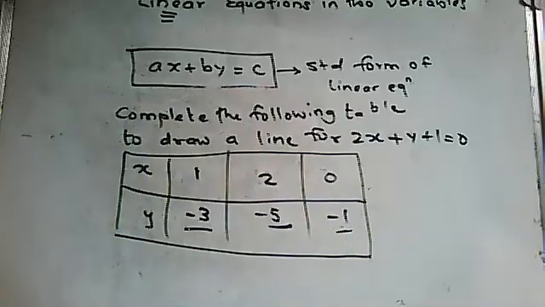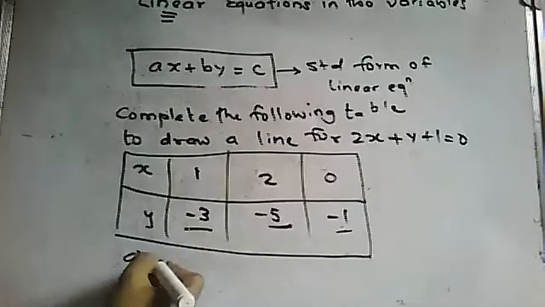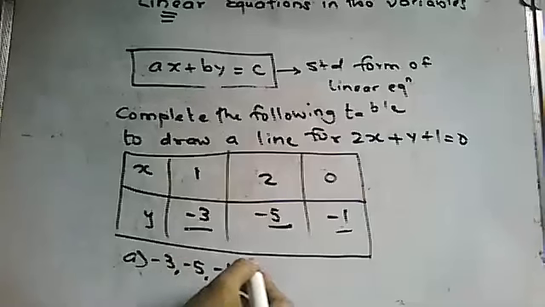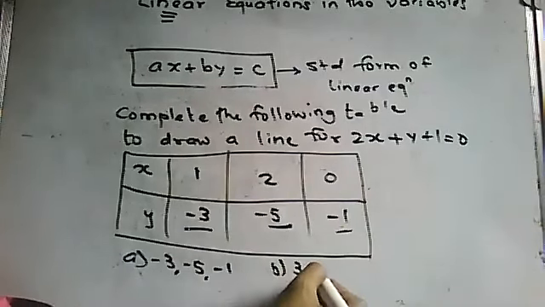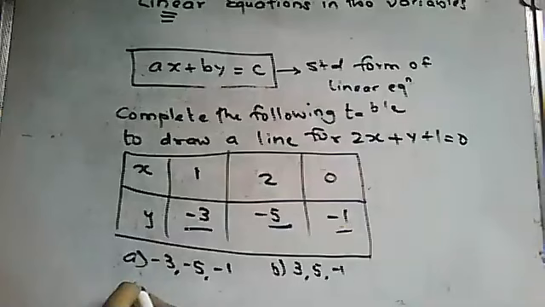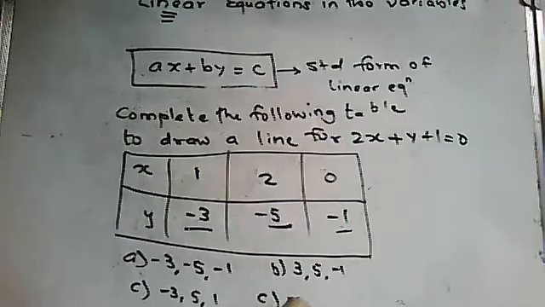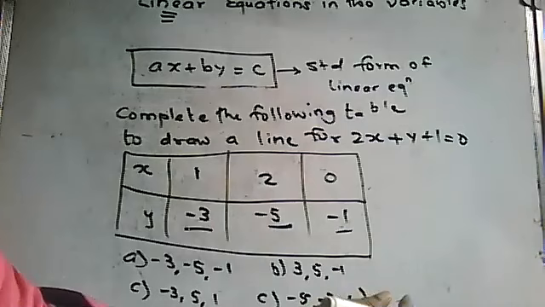So for this, they may ask you or they may give you options as sets. -3, -5, -1. Got it? Or even you may have 3, 5 and -1. Suppose they will give you -3, 5 and 1. And suppose -5, -3 and 1. This way their options may be there.